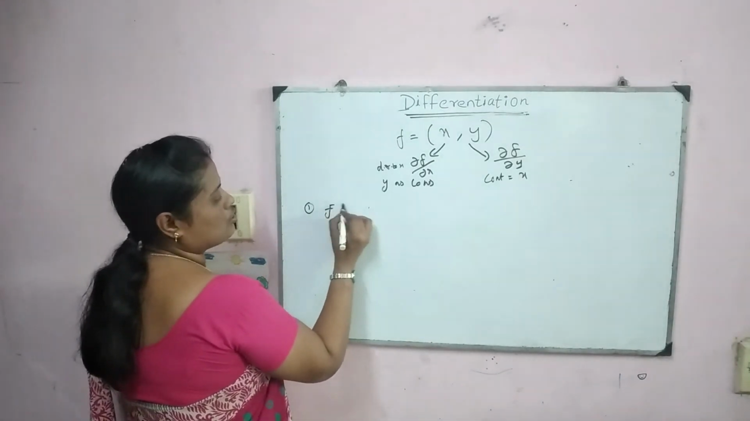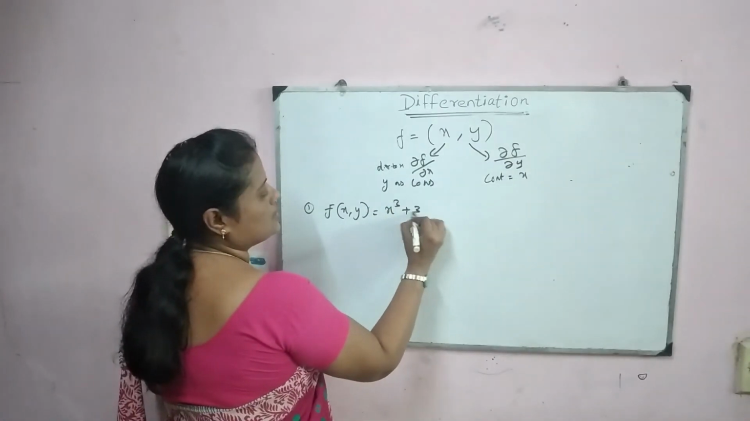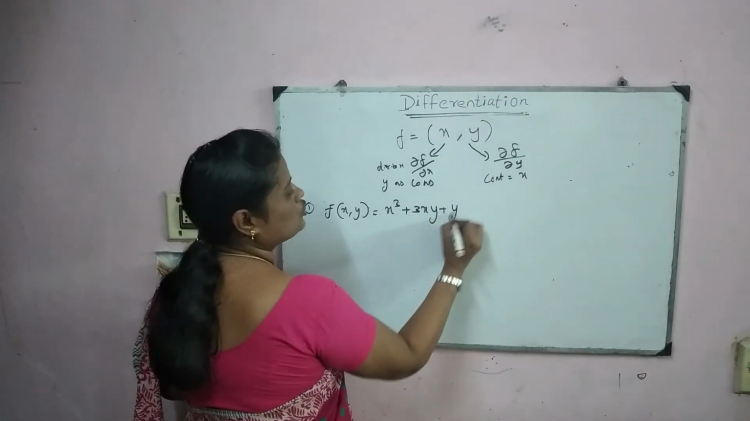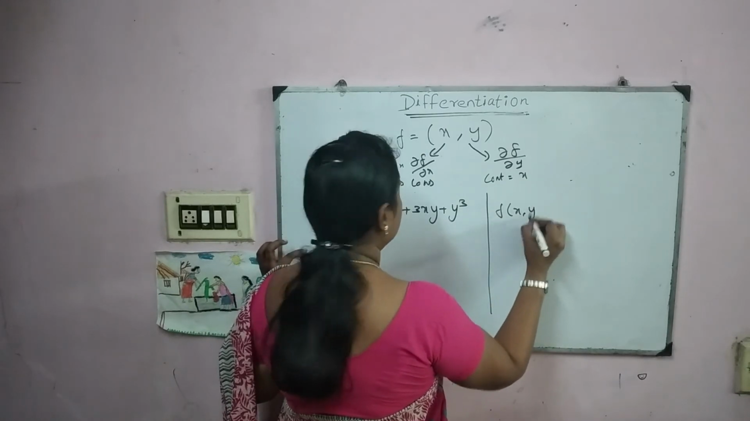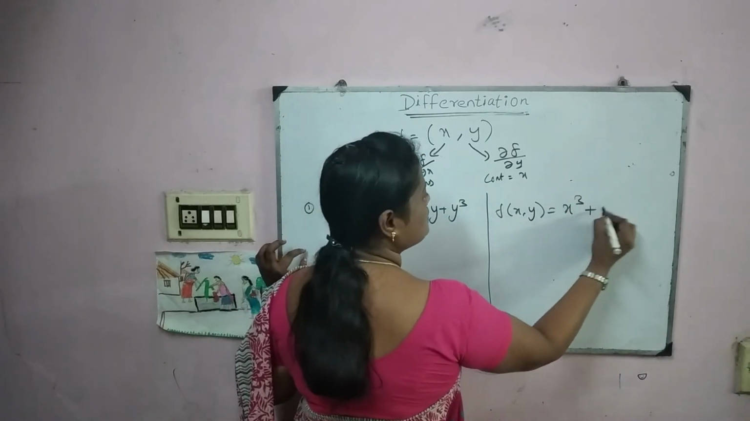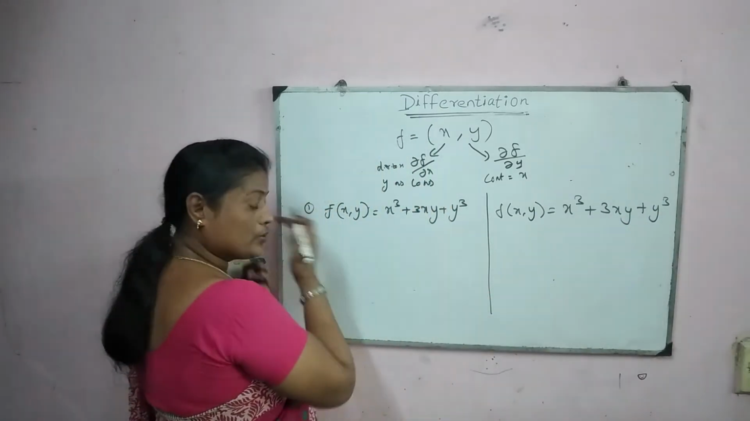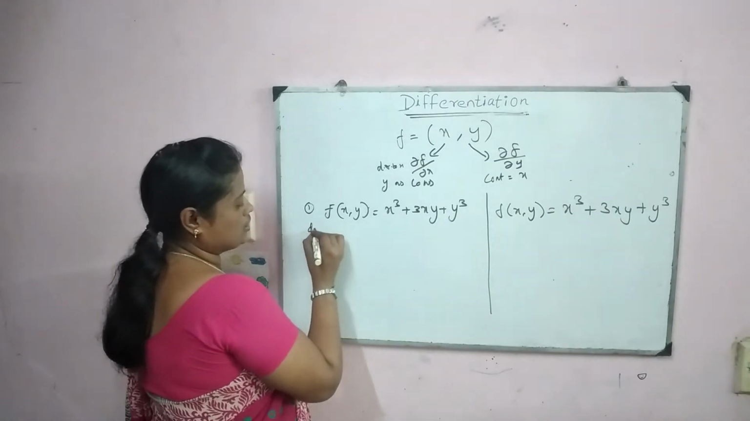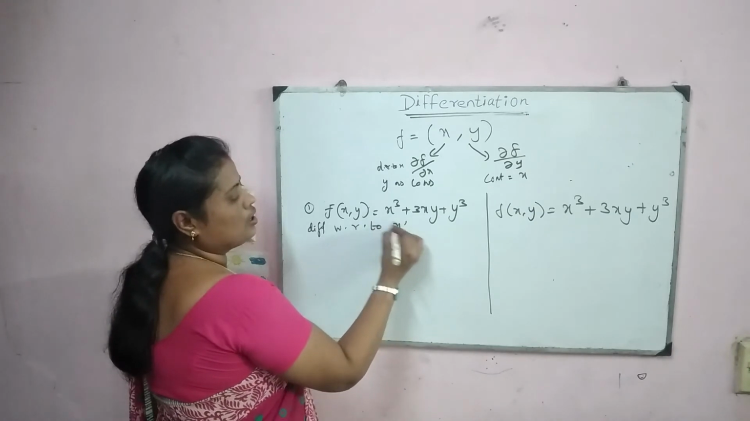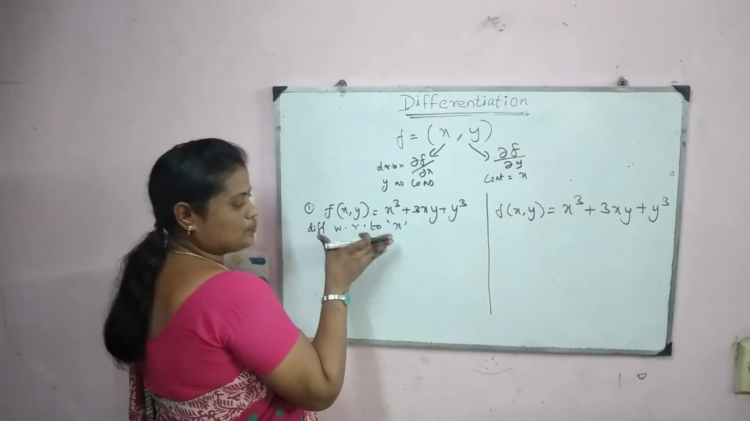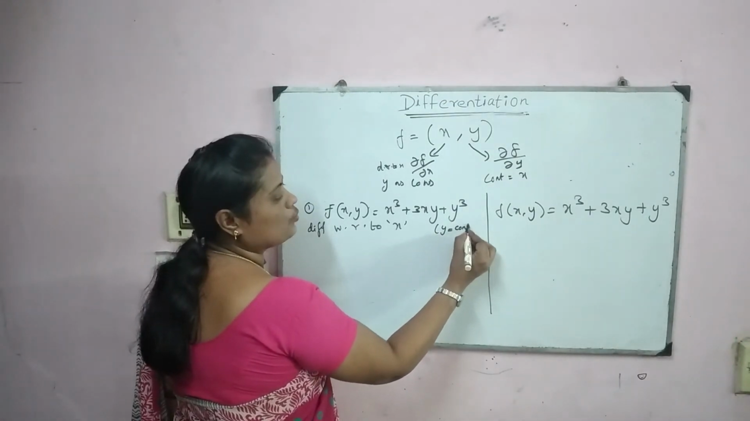They will give you the function f of x comma y is equal to x cube plus 3xy plus y cube. So I will write the same problem again: f of x comma y is equal to x cube plus 3xy plus y cube. In this problem I am going to differentiate with respect to x, which means you have to treat y as a constant.